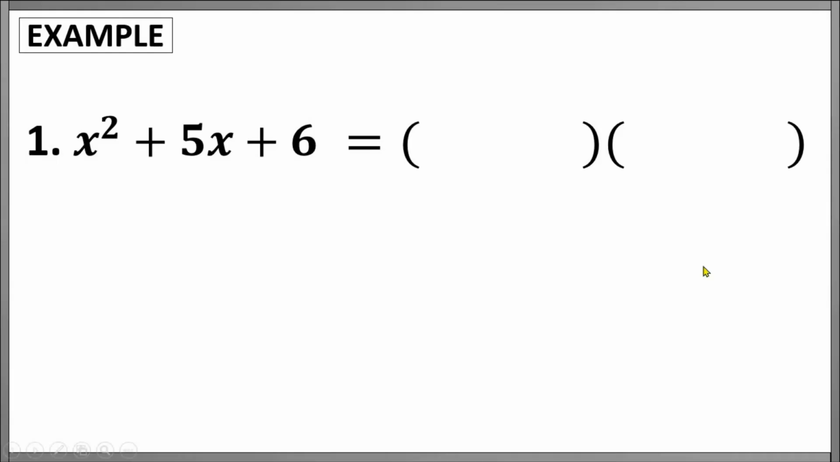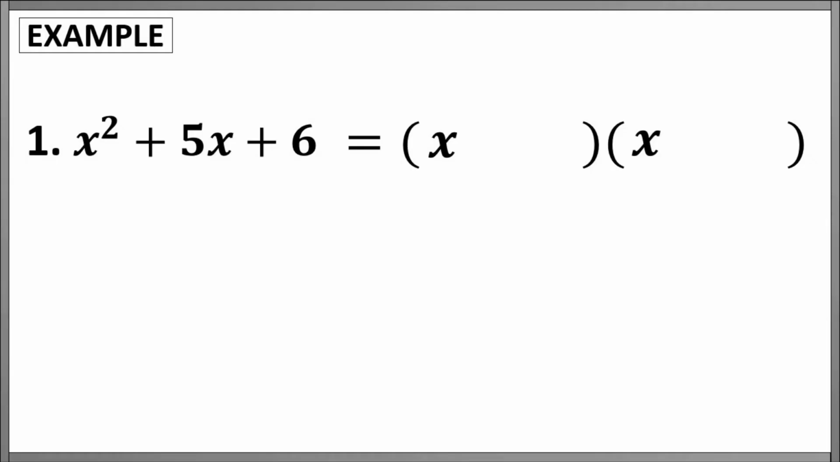For the first term of these two binomials, we will consider the factors of the first term of the given trinomial. Factors of x squared are x and x. Now here is the crucial part in factoring quadratic trinomials. For the second term of these two binomials, we will consider pairs of factors of the last term of the given trinomial. But the problem is, we have four pairs of factors for positive 6. Those are 1 and 6, 2 and 3, negative 2 and negative 3, and negative 6 and negative 1.